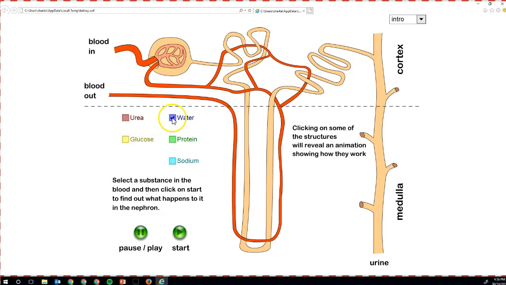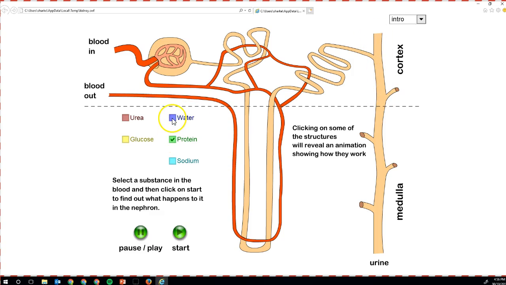So let's start with water. Our water molecule is filtered out and then starts moving through the tubule. Now it can be reabsorbed back into the capillary network, or depending on the water in the body, it can be reabsorbed back into the blood system, the capillary network. So water can either be reabsorbed or it can be moved into the collecting duct.